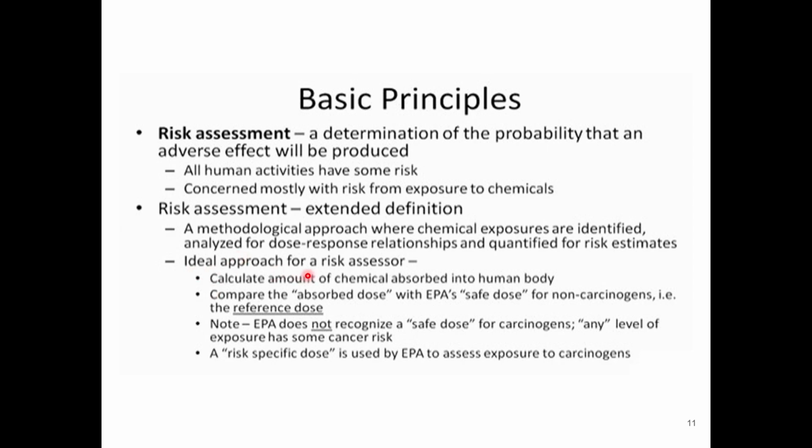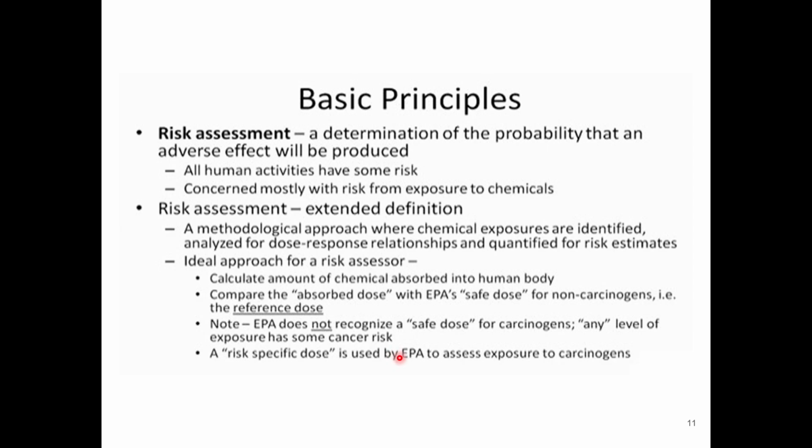So the ideal approach for a risk assessor is, firstly, to calculate the amount of chemical absorbed into the human body. Secondly, compare the absorbed dose with the EPA, that is the Environmental Protection Agency's, safe dose for non-carcinogens, or non-cancer causing substances, that is the reference dose. EPA does not recognize a safe dose for carcinogens. Any level of exposure has some cancer risk basically. A risk specific dose is used by EPA to assess exposure to carcinogens.